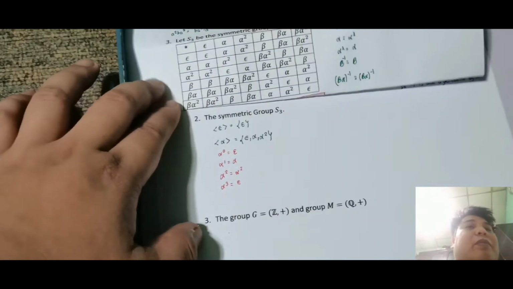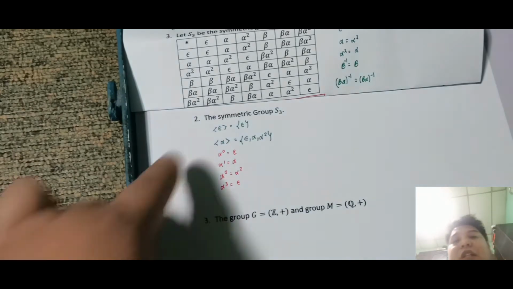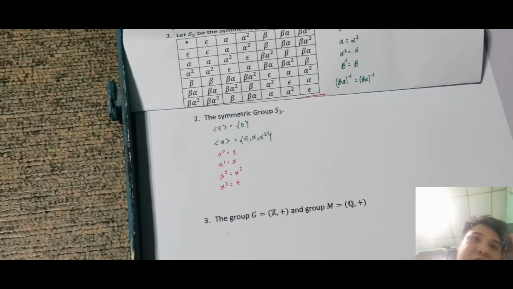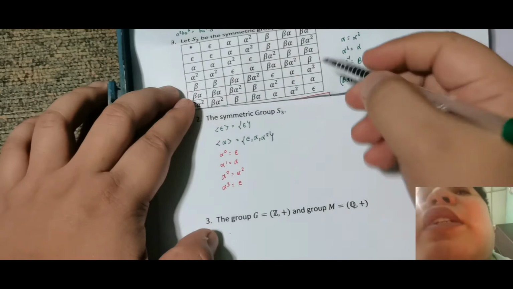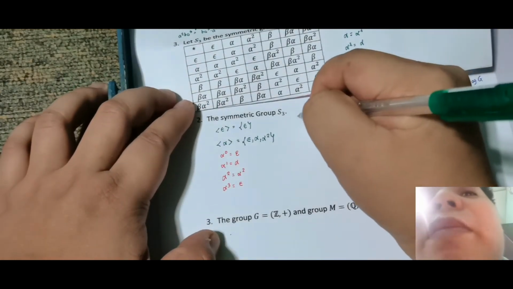Okay, so hindi niya na-generate lahat ng element. So, hindi siya generator. So, again, hindi natin sure kung may generator tong set na to. Next is yung cyclic subgroup generated by alpha squared.